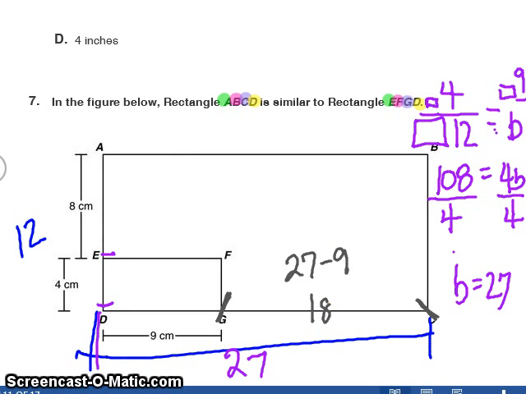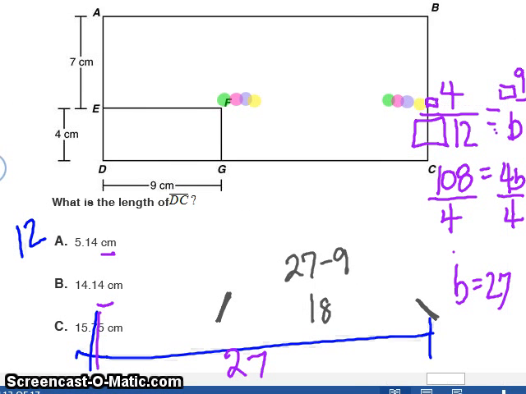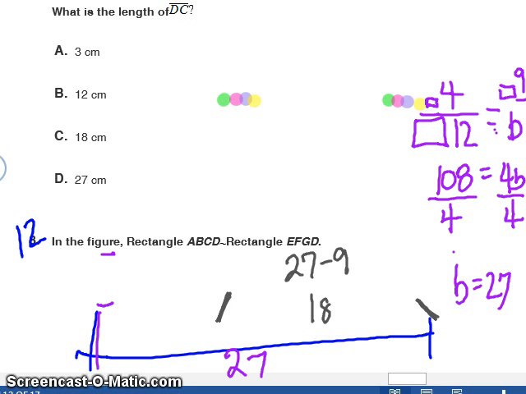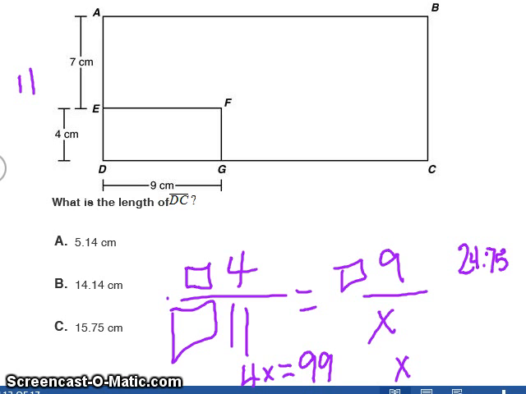So let's look and see what it's asking here. What is the length of D to C? This is the length from G to C, so we don't want that. D to C was 27, and that's the one that we want. And this question is very similar to the last question we just did. So here's the proportion, 4 to 11 and 9 to x, cross multiply.